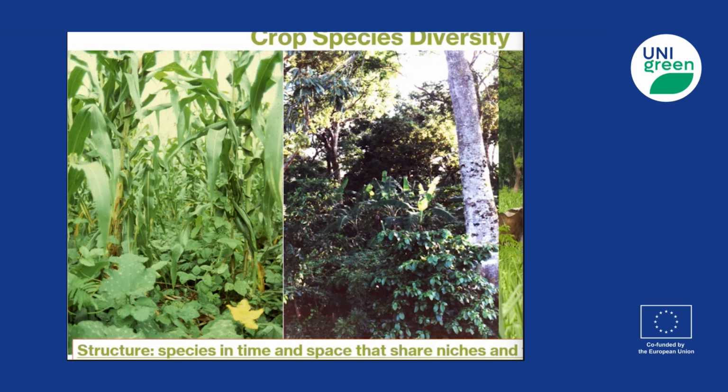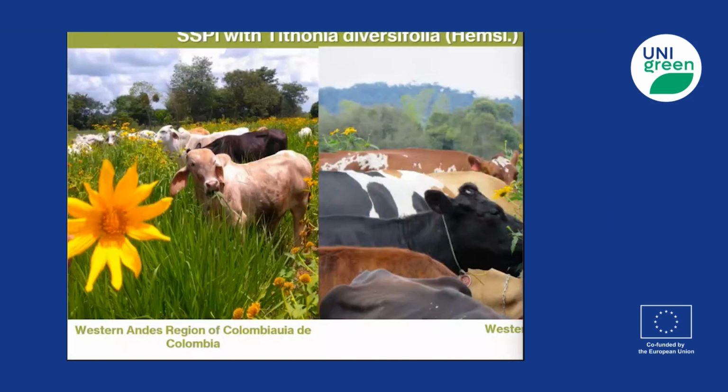So they are in conditions that benefit the animals, but also a diversity of feed for animals, because they can feed on grasses, but also in different processes that you have in the system. So you can see here that the structure is in time and space, and this diversity shares niches and functions that maintain the stability of the system. This is the silvopastoral system. This is in Colombia, in the south part of Colombia, in the Western Andes.